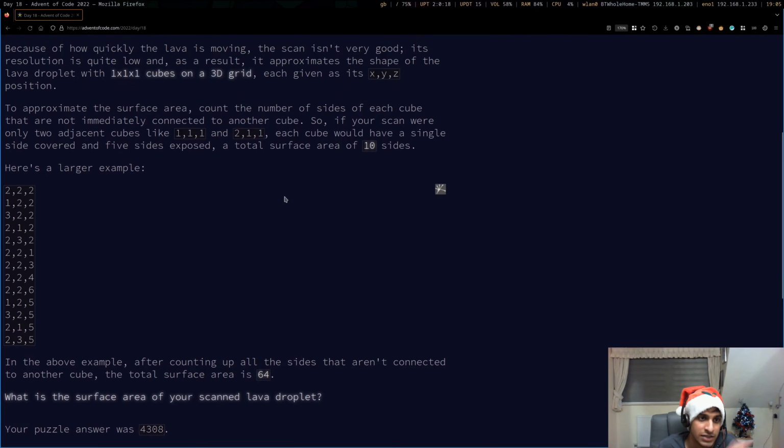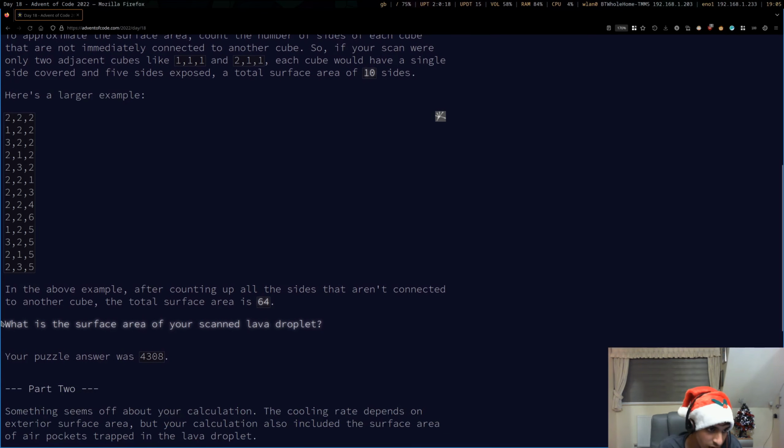To approximate the surface area, count the number of sides of each cube that are not immediately connected to another cube. So if your scan were only 2 adjacent cubes, like that and that, each cube would have a single side covered and 5 sides exposed, therefore a total surface area of 10 sides. Example. So what is the surface area of your scan lava droplet?